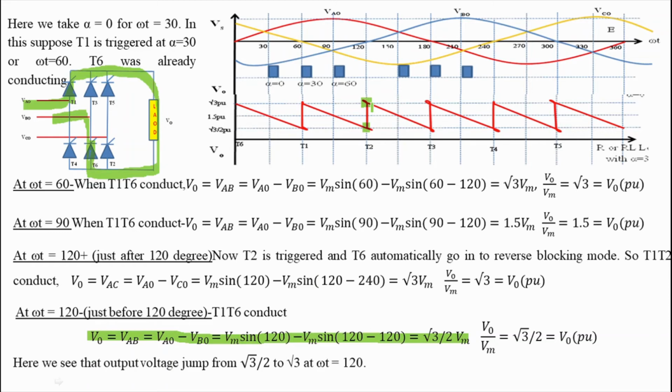It means at 120 degree, this voltage jumps from root 3 by 2 to root 3. So here we can see that at 120 degree, transition of voltage takes place from root 3 by 2 to root 3. So this is very important, and you need to remember this. So in this way we will get this waveform of output voltage.